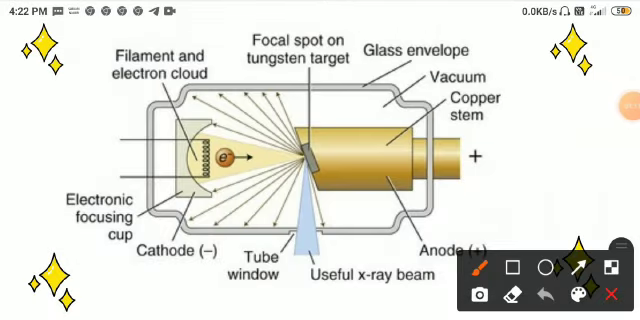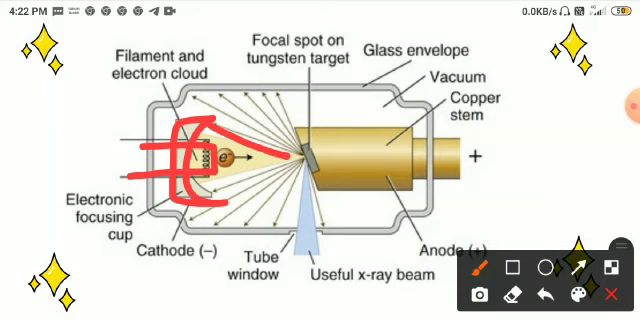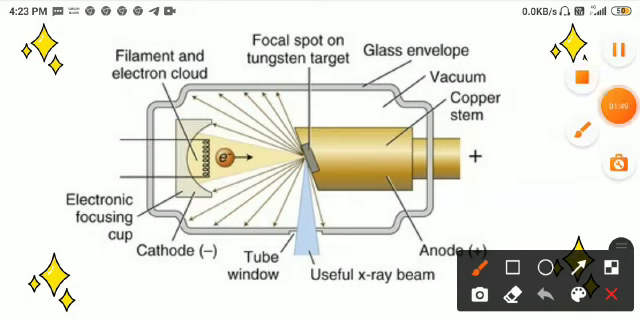The cathode is made up of a tungsten filament, which is placed within the molybdenum focusing cup. This focusing cup is negatively charged and converges the electrons ejected from the tungsten filament, which strike at the focal spot on the tungsten target. The anode is also made up of a tungsten target embedded in a copper stem, which helps in the dissipation of heat. Then the X-ray produced from the tungsten target leaves through the tube window.